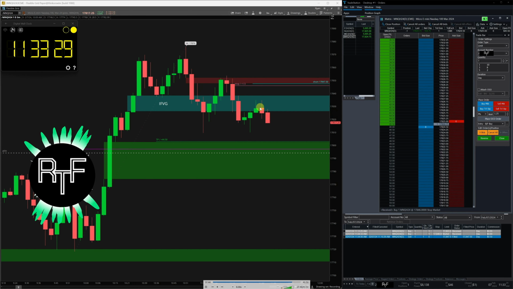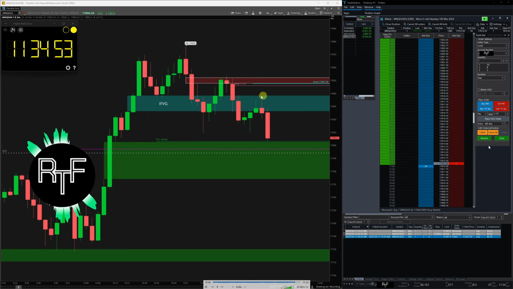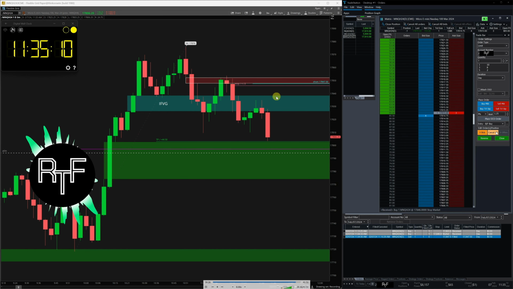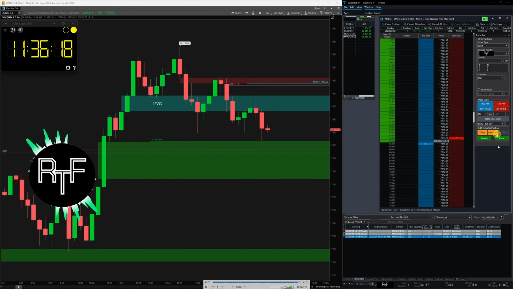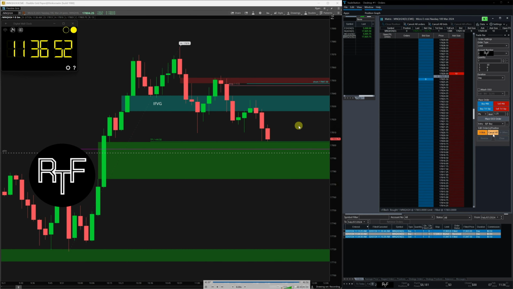But I really like how we just wicked into it and we're getting a nice rejection here. So I'm looking for my TP to get hit. And if it breaks below these lows, I could move my stop loss above these highs or even just right above the inversion fair value gap. But it looks like my TP will probably just go ahead and get hit. You can see I have my cursor on the cancel button. So as soon as I get my TP, I'm going to cancel my stop. And right here, I got my order filled.